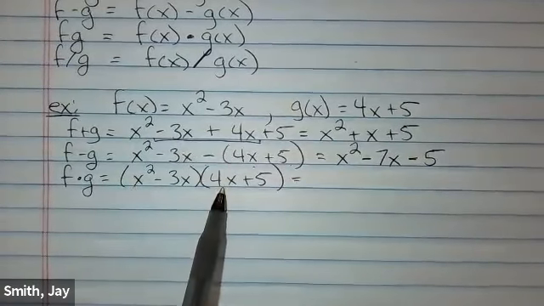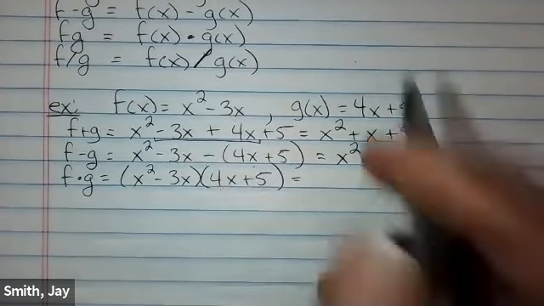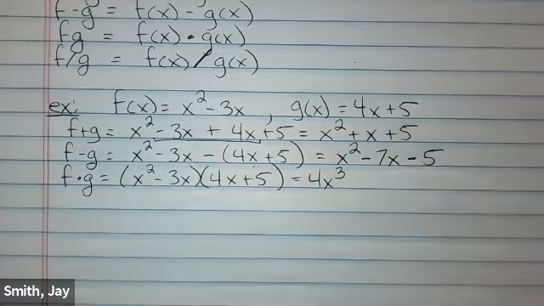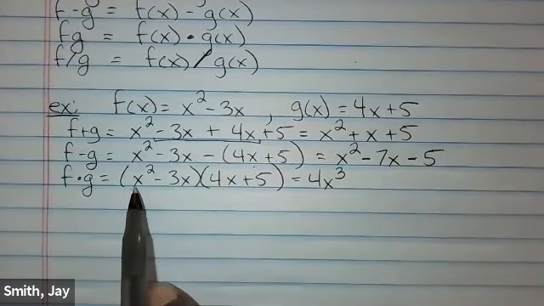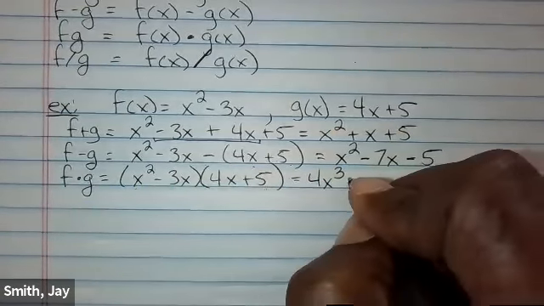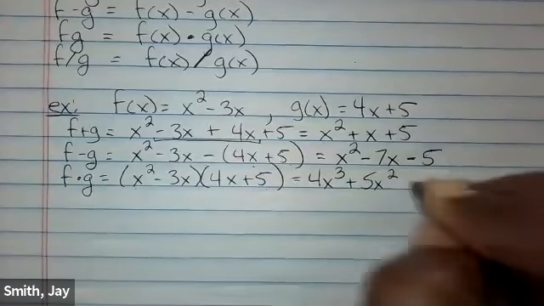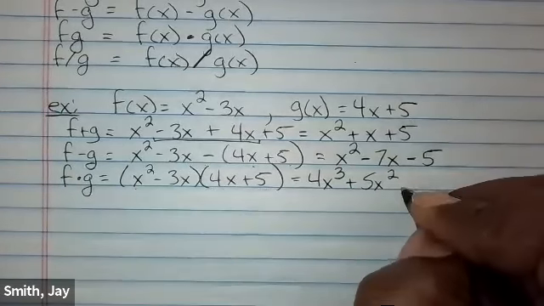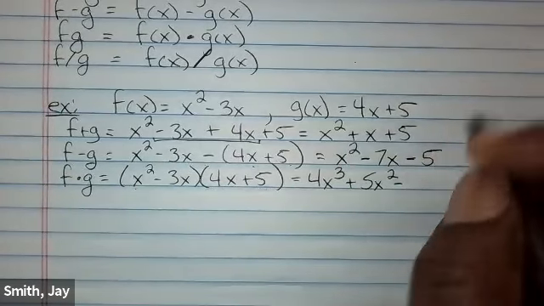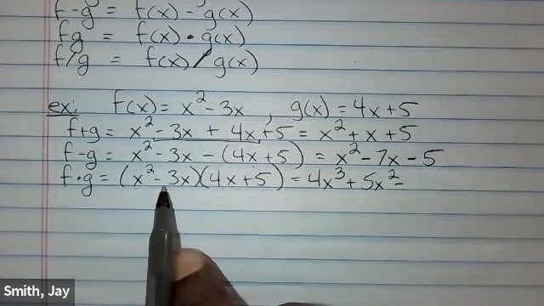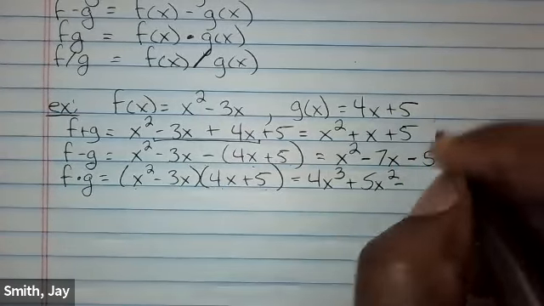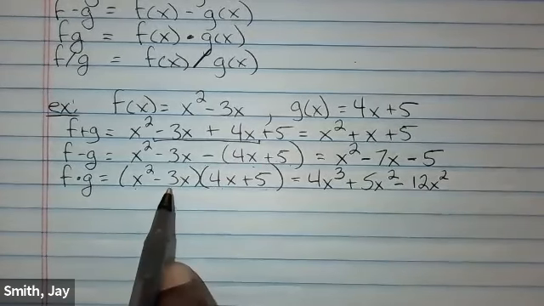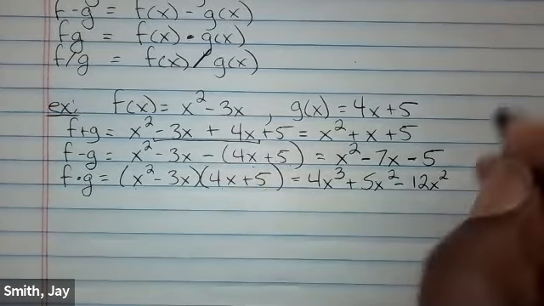We're going to have x squared times 4x on my first two terms in each binomial. X squared times 4x gives me 4x cubed. My outside terms, x squared times a positive 5 gives me a positive 5x squared. My inside terms, negative 3x times positive 4x gives me a negative 12x squared. Then my last terms, negative 3x times positive 5, gives me a negative 15x.